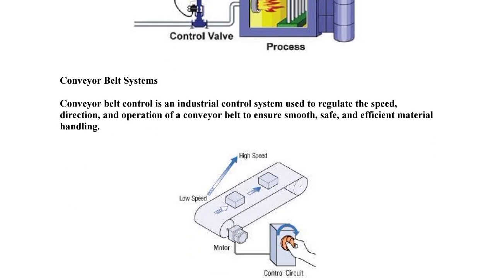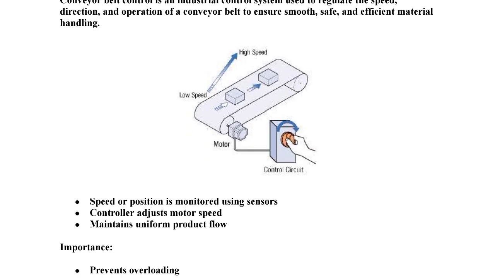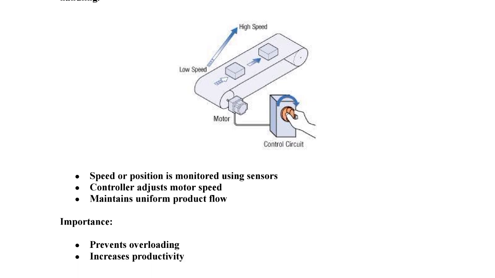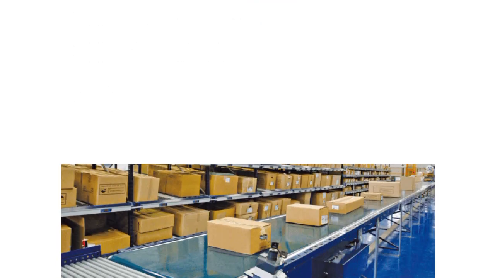Now the fourth application is conveyor belt systems. It is used to regulate the speed, direction or operation of the conveyor belt to ensure smooth, safe and efficient material handling. Based on this control circuit we can regulate that. Here the speed and position are monitored using the sensor, and the controller automatically adjusts the motor speed and maintains uniform product flow. The importance is that it prevents overloading and also increases productivity.